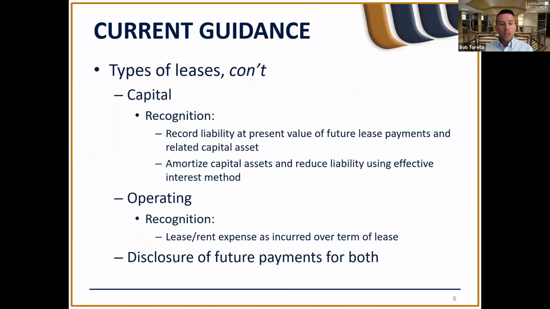So now moving on to the treatment of the leases and how they're recognized today. If it's deemed to be a capital lease, it's recorded as a liability at the present value of the future lease payments and a related capital asset. And then the liability is amortized and reduced using the effective interest method. And then the asset is amortized essentially on a straight line basis over the life of the lease.